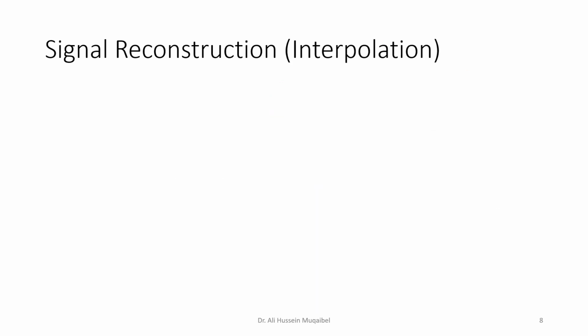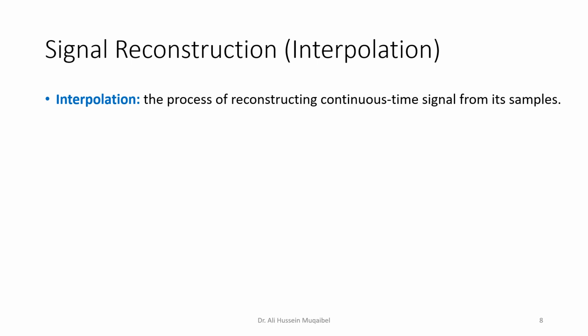Signal reconstruction. Now, we know that to reconstruct the signal, we need a low-pass filter. We would like now the opposite. We'd like to see things in time. How do we connect the dots or the impulses in time? By interpolation, we mean the process of reconstructing a continuous time signal from its samples. We have samples, and we'd like to know, how do we connect these samples together? What is the procedure? Should we go straight line? Should we go like this? This is the reconstruction process or the interpolation process.